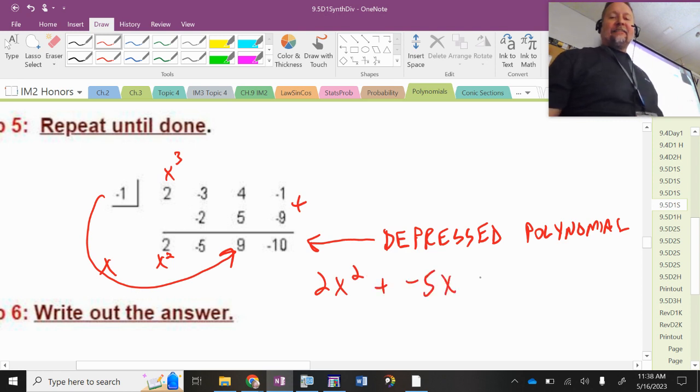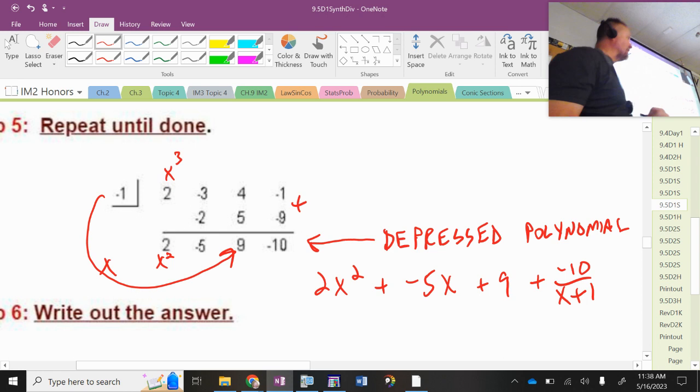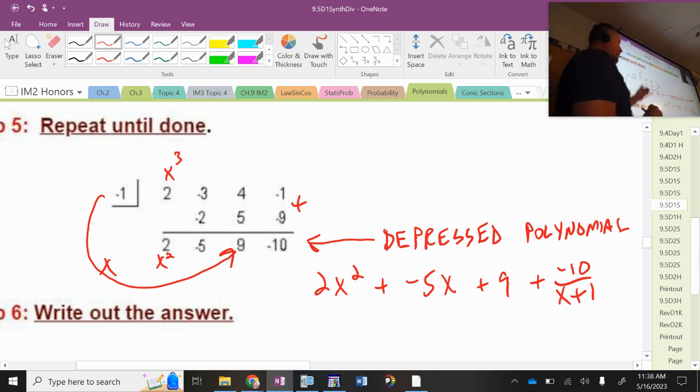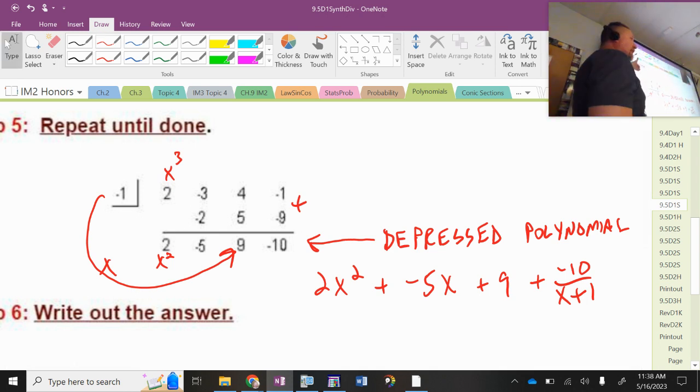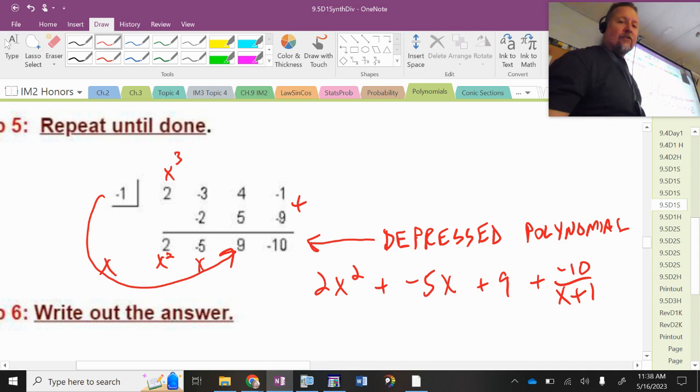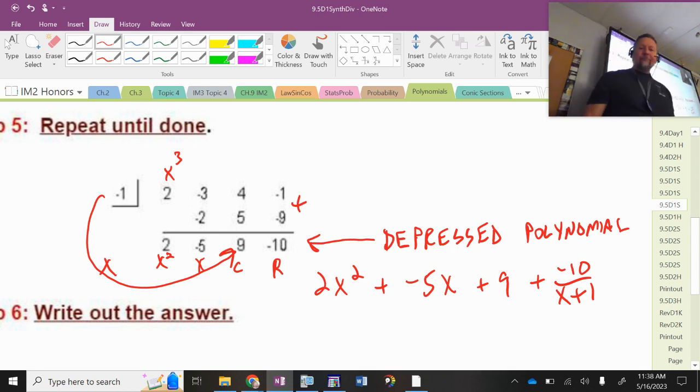Negative 5x plus 9 plus negative 10 over the divisor x plus 1. So it now is no longer an x cubed. It's now an x squared. This is now the x term. This is now the constant, and this turns into the remainder. Everything gets knocked down a notch. It's called the depressed polynomial.